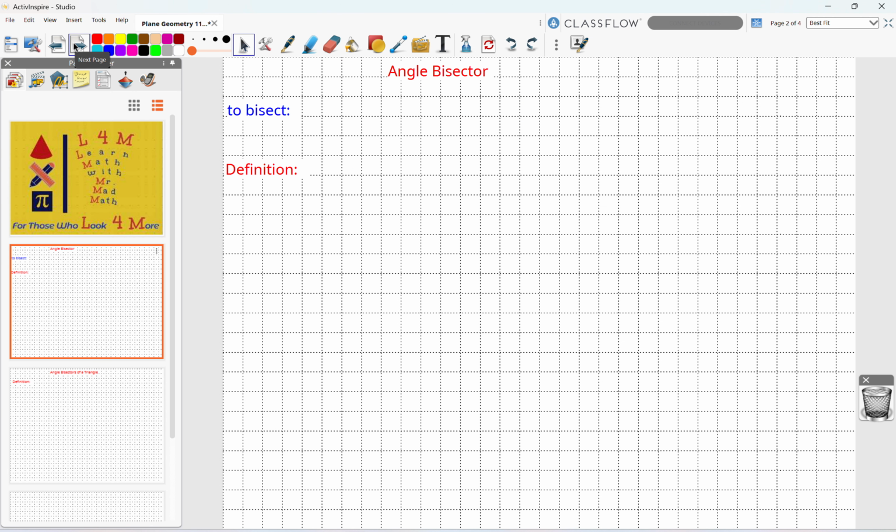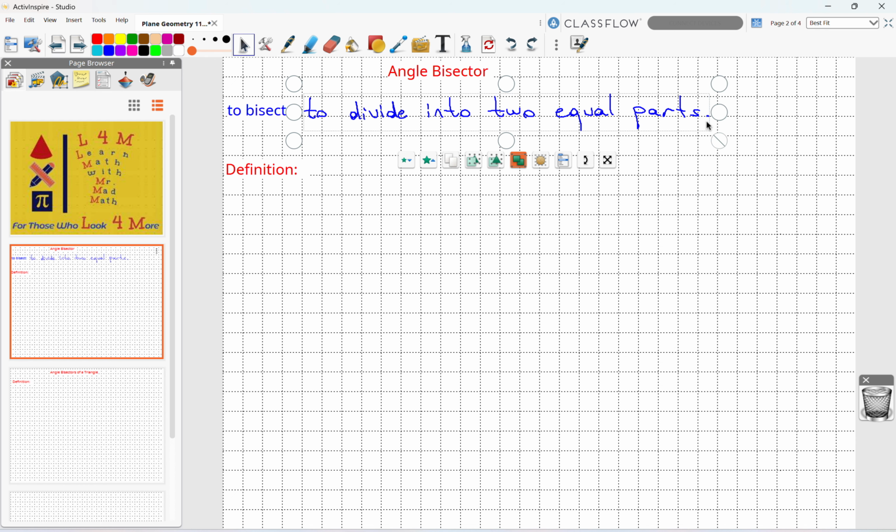So, what's an angle bisector? First, the verb to bisect means to divide into two equal parts in geometry. So, as you understand, an angle bisector will divide an angle into two equal parts. Okay. So, what's an angle bisector?